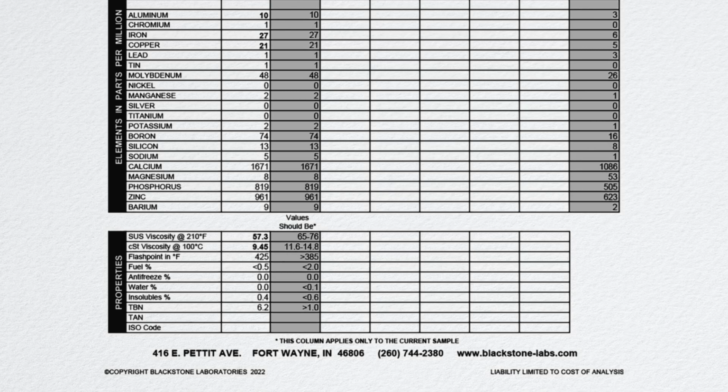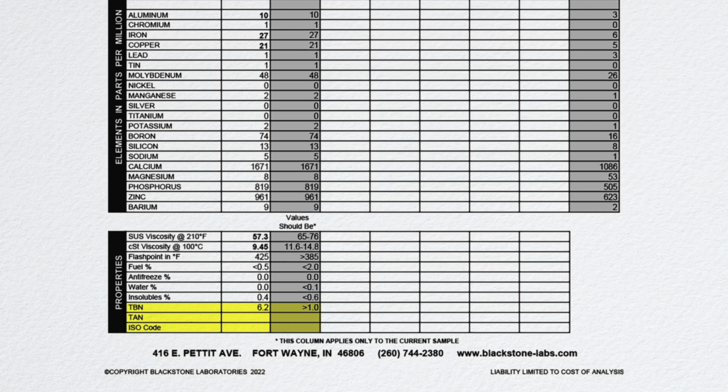Now we have some additional testing. We have TBN, TAN, and ISO code. Now these values will always be left blank unless you have specifically requested a TBN, TAN, or ISO code. You might know the ISO code better by the name particle count or ISO cleanliness code. Now, if you want a particle count, a TAN, or a TBN, each additional test result will be reported on the same report page and will explain what the value meant.